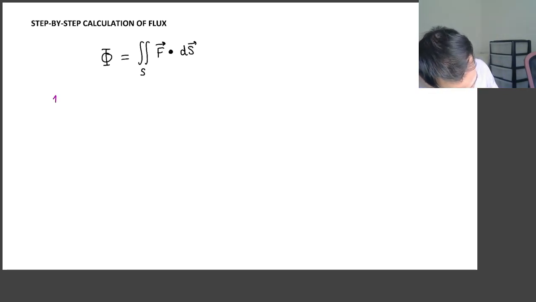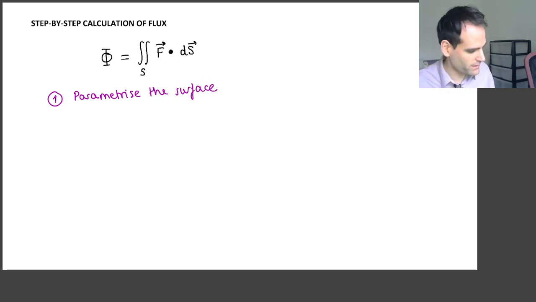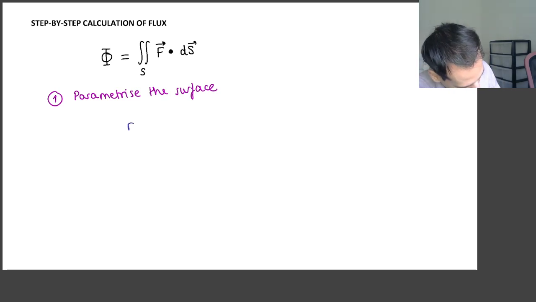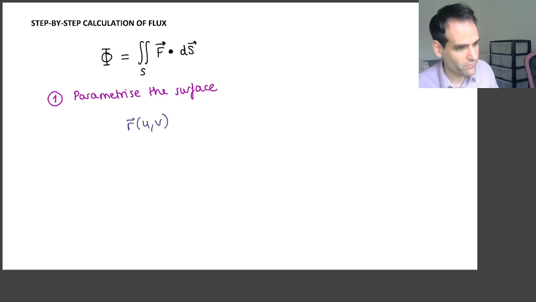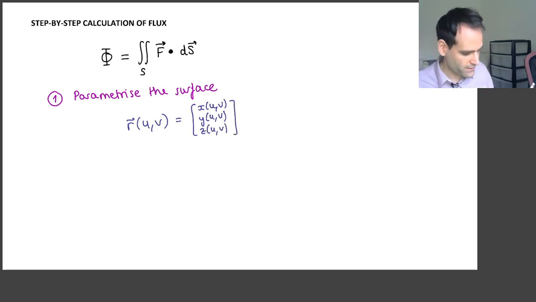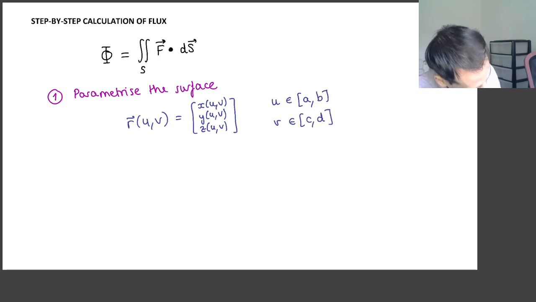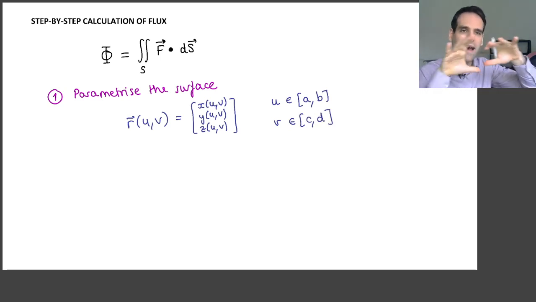So first step, parameterize the surface. This is the same first step as for calculating double integrals. You need to find r as a function of two parameters, u and v, which is equivalent to finding, as always, x of uv, y of uv, and z of uv. Also don't forget in this step to give the limits of integration for u and v, for the two parameters. So find the limits of the two parameters that span the whole surface.